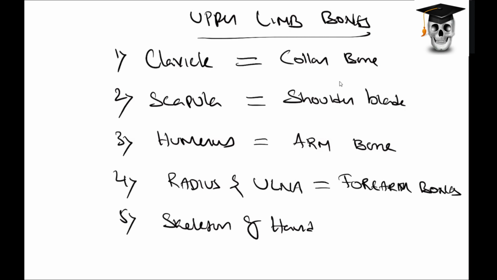All fine? The radius is the bone which lies on the thumb side, that is the lateral bone. Whereas the ulna is the bone which lies on the little finger side, that is your medial bone. Now, the skeleton of the hand itself is made up of a series of bones.